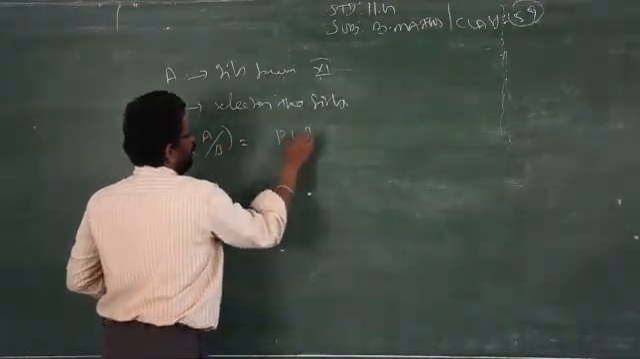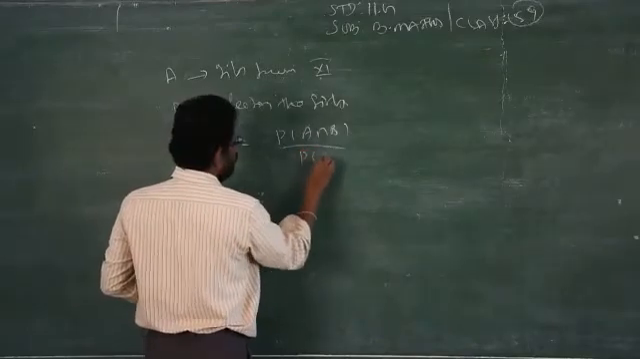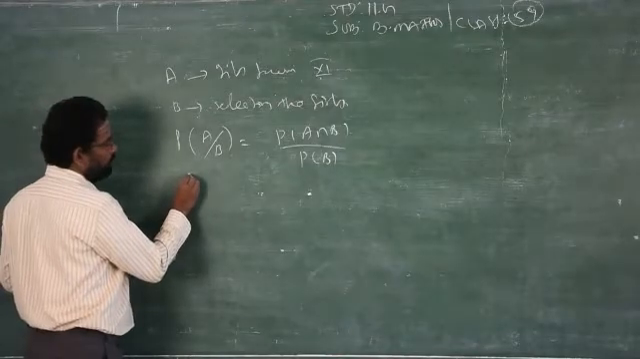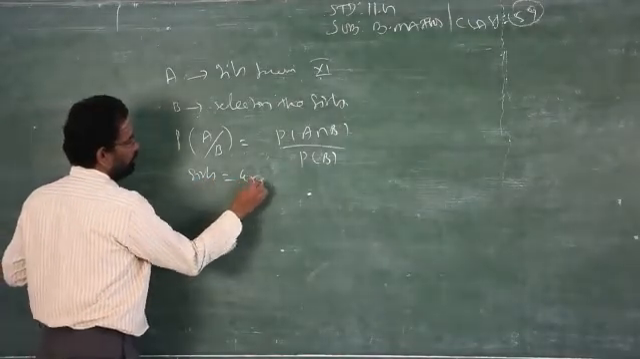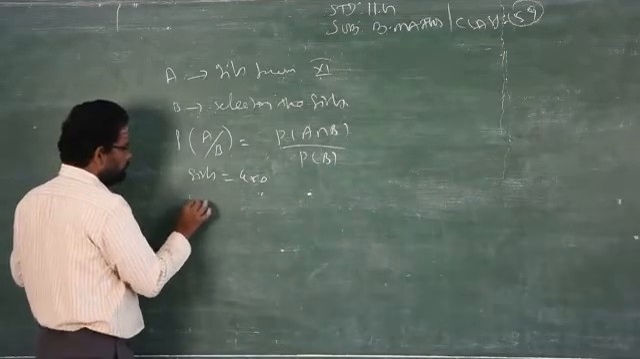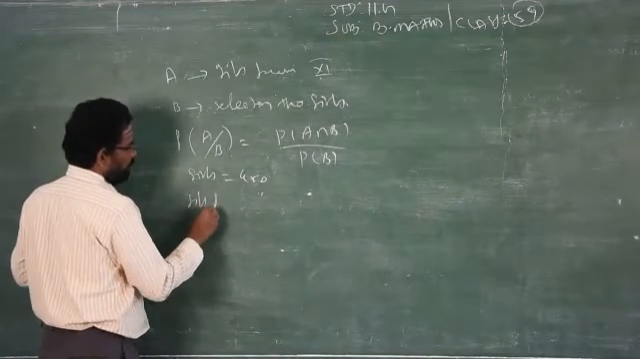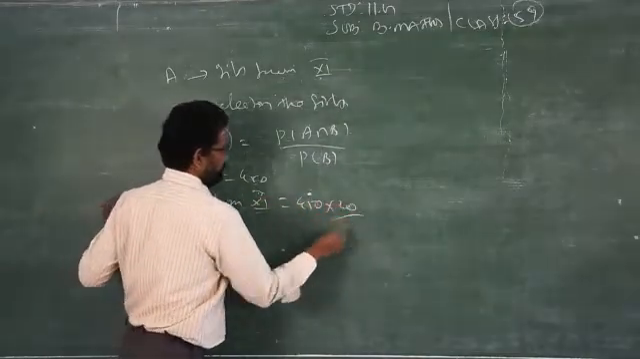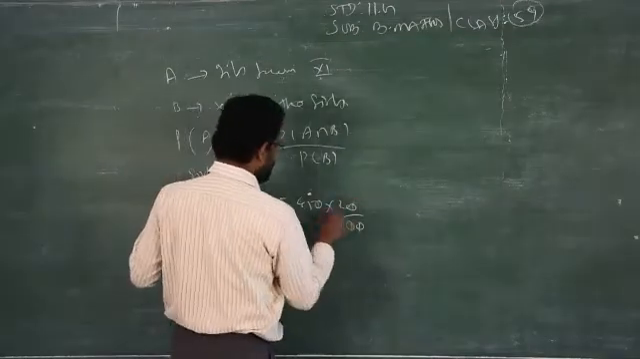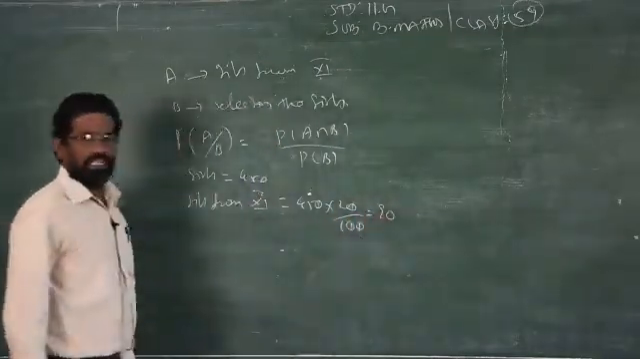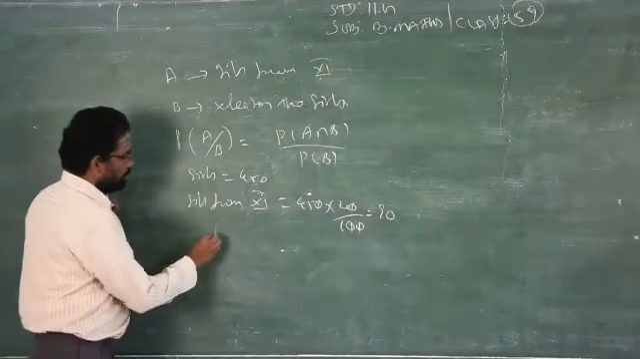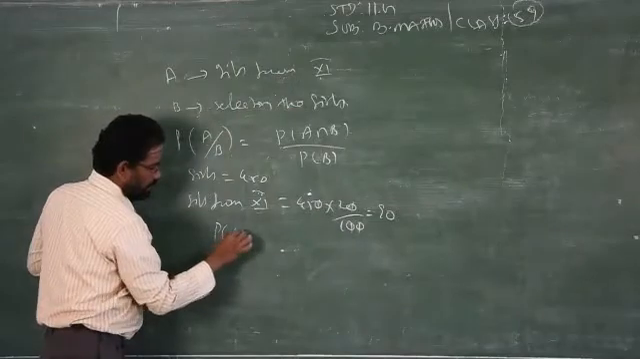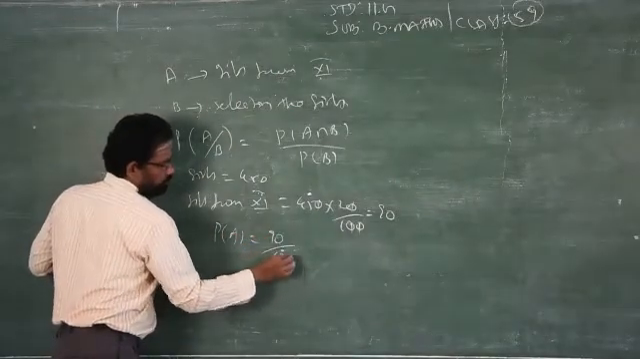So, what is the formula? P of A intersection B by P of B. This is the formula. First you have to find out the number of girls. How many girls are there? 450. Then how many girls from 11th standard? It is given 20%. So, cancel, you will get 90 girls studying in 11th standard. Now, the probability of getting a girl from 11th standard, that is A, is 90 by 100000.